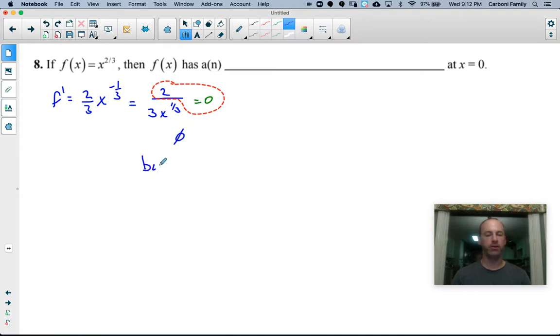However, I can tell that if I were to plug 0 into my derivative, I'll be dividing by 0. And that is against the rules of math. So you always need to look out for domain situations. So f prime of 0 does not exist, and f of 0 is 0 to the 2/3, which is 0. That is a defined point on the function where the derivative fails to exist. Therefore, x equals 0 is a critical number.